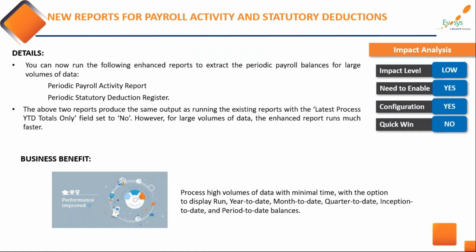If you set that to no, the output you receive is the same output that you would receive with these two new reports as well. The benefit of having these two reports is that for organizations with large volumes of data, these two reports run faster. There has been an enhancement at the code level of the report. So you don't see a change at the front end in terms of the output, but it's an enhanced process, so your performance is increased.